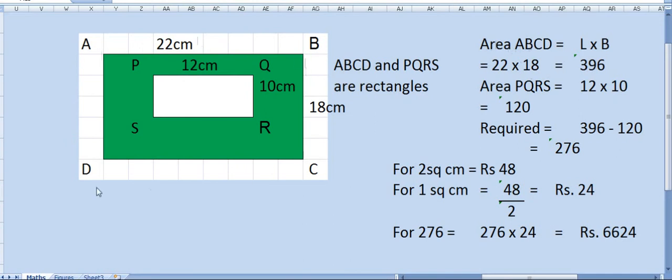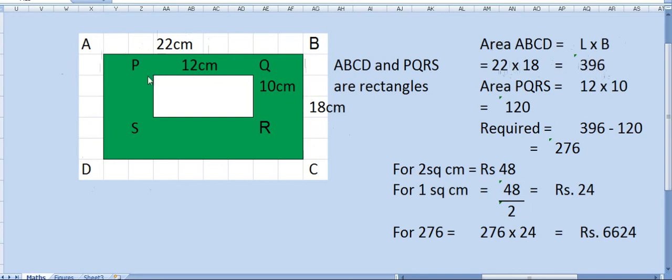ABCD is the rectangle. So the area of the rectangle is 22 into 18. So 22 multiplied by 18, that is 396. See here, you do these multiplications yourself. Practice it yourself. I have covered this in my earlier videos. That's why I am not going into details of this. But the multiplication methods are shown. So multiplication of ABCD, you get the area of 396 square centimeters.